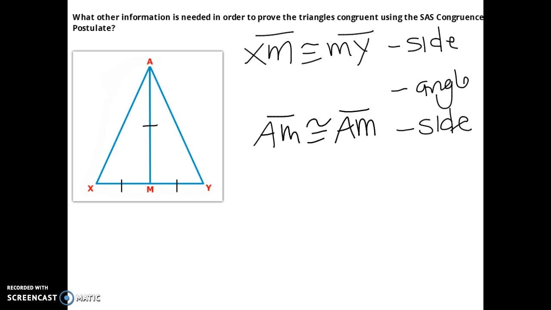So if this side is congruent to itself, what's left? The question is asking us, what other information is needed in order to prove triangle congruence using side angle side? Well, we need to know this angle here. If we knew an angle, we would be able to prove that these triangles are congruent. So in order to solve this, the first thing I did was identify what I do know, and then I talk about what I need. Side angle side.